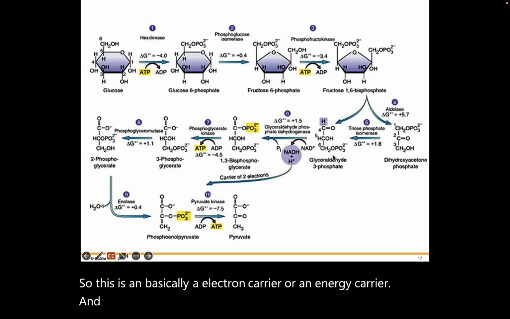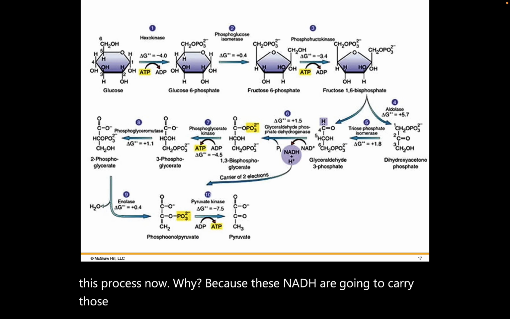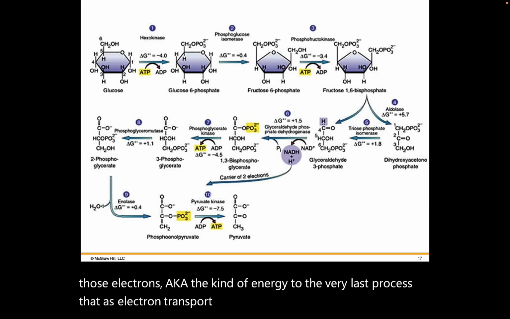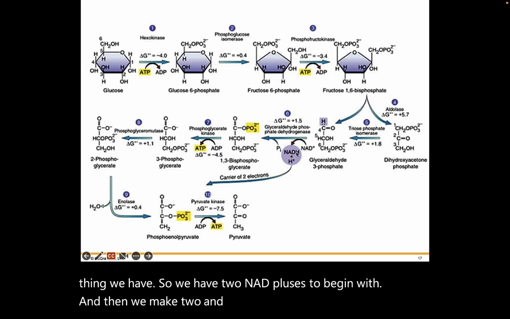And this happens twice, right? So we're making 2 NADHs from this process. Now, why? Because these NADHs are going to carry those electrons, aka the kind of energy, to the very last process that we know as electron transport to make more ATP. So that's the first thing we have. So we have 2 NAD pluses to begin with, and then we make 2 NADHs.